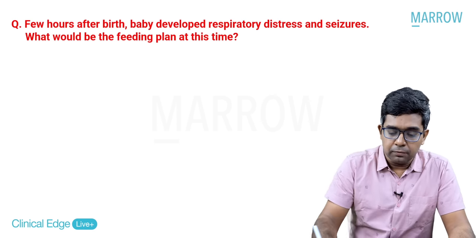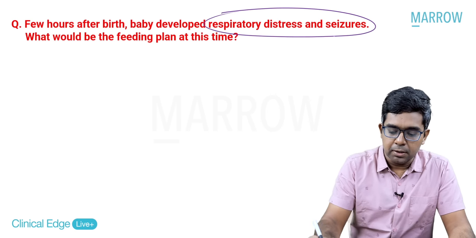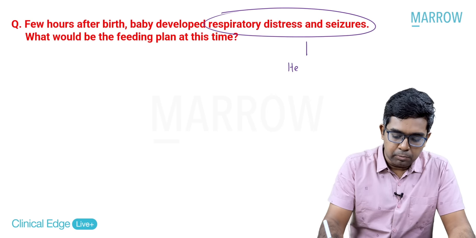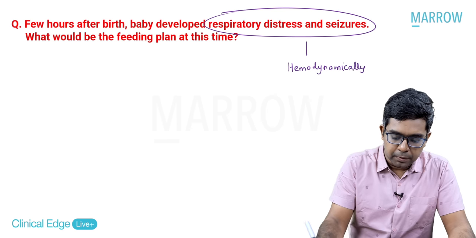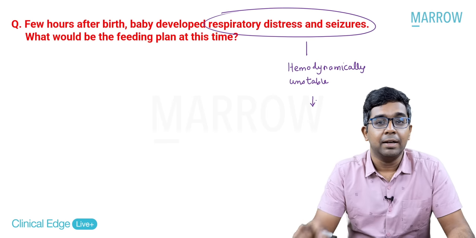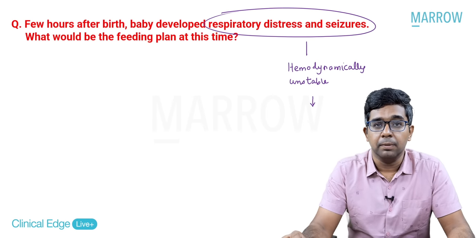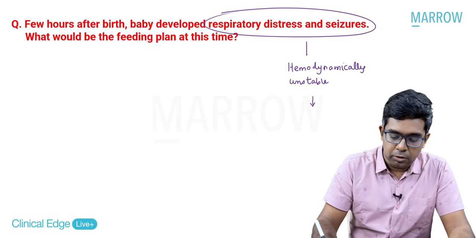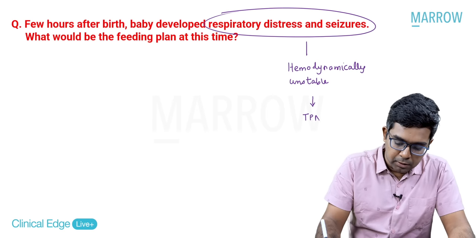Absolutely no, because when the baby is having respiratory distress and seizure, the baby is hemodynamically unstable. And all hemodynamically unstable babies, you should not provide any form of enteral feeding or the milk should not be given. So what should be the mode of feeding? It should be total parenteral nutrition.